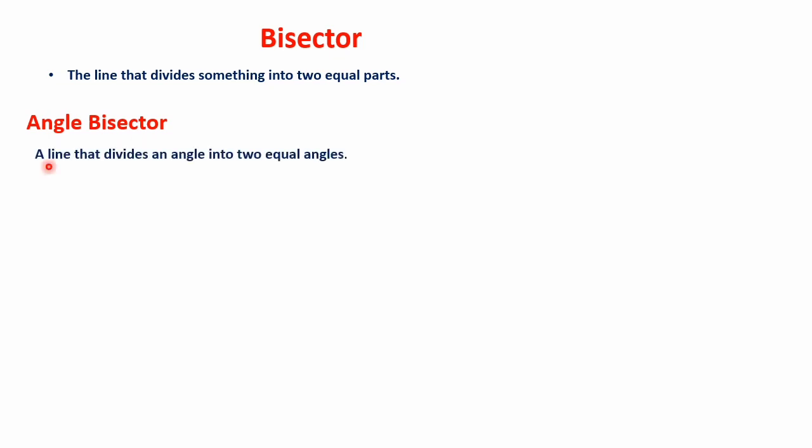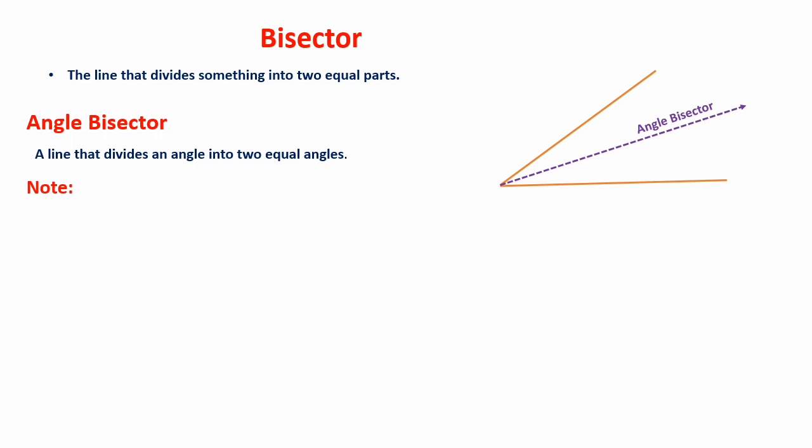Angle bisector means a line that divides an angle into two equal angles. If a line is dividing a given angle into two equal angles, then we can call that line the angle bisector. It looks like this. If an angle is given to you and a line is dividing that particular angle into two equal pieces, this piece and this piece, if these two angles are equal, then we can say that the dotted line is the angle bisector.